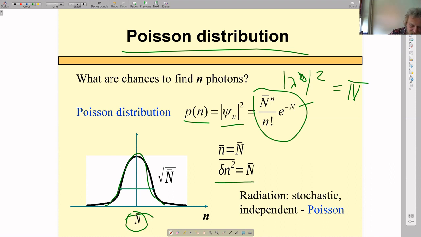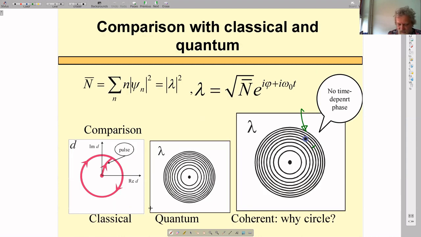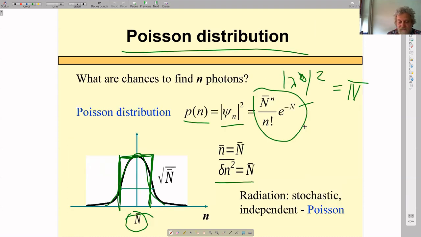Fine. And that also explains why I drew a circle in the previous slide. It's just an approximation of a Gaussian function with something like a box. So the radius of the circle is related to the mean squared deviation of this Gaussian function. Let me flash it again, this circle. Good. We understand how to visualize a coherent state.